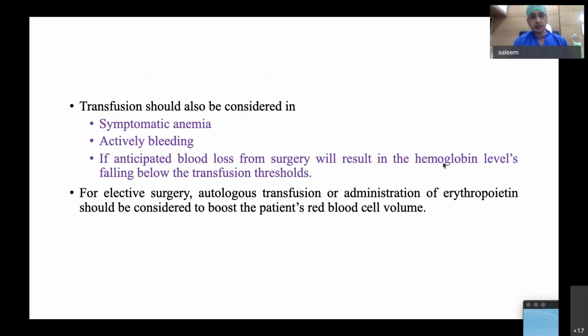Transfusion should also be considered in symptomatic anemia, actively bleeding, or if anticipated blood loss from surgery will result in hemoglobin levels falling below the transfusion threshold. For elective surgery, autologous transfusion or administration of erythropoietin should be considered to boost the patient's red blood cell volume.